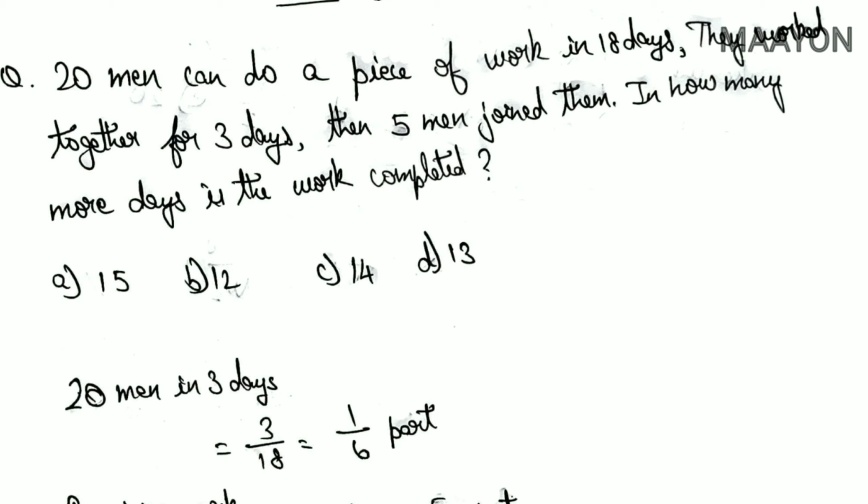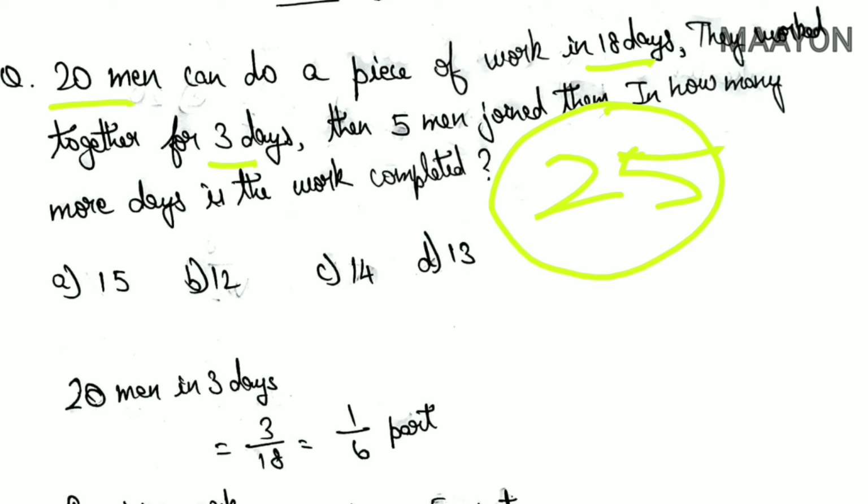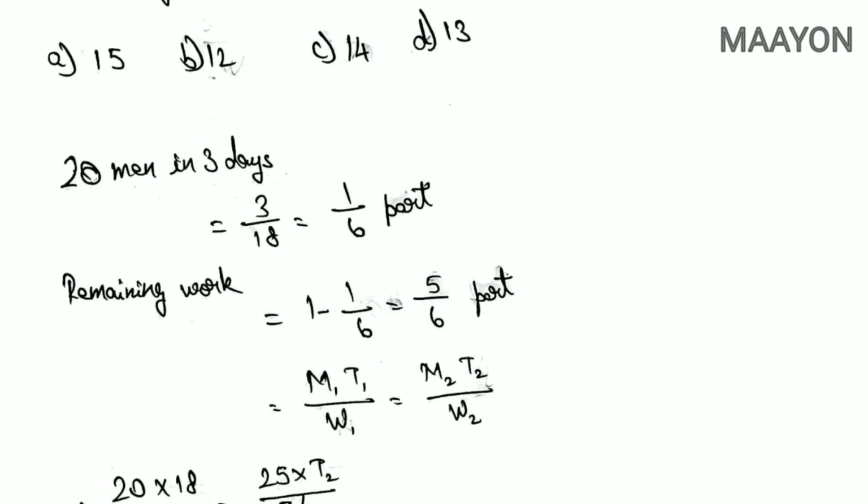Now let's understand the question. Here in the case 1, 20 men are working and completing the work in 18 days. In the second case, 20 men are working for first 3 days, then 5 men are joining. That is 25 men are working for the remaining days to complete it. And we have to find the number of days worked by these 25 men, as it is asked as how many more days is the work completed. Now let's solve it through a traditional method.